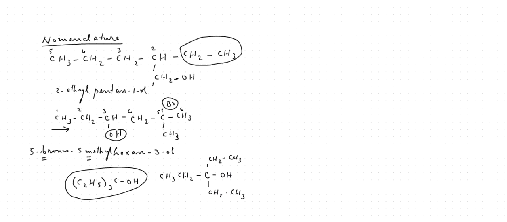Now, which is the longest chain? See, the OH group is found in between. So if you move from here 1, 2, 3, 4, 5, or 1, 2, 3, 4, 5, or 1, 2, 3, 4, 5, whatever may be the direction you go, you are getting 5 carbon atoms. Now, you have to take care that the carbon to which the OH group is attached is getting the least number. So 1, 2, 3, or 1, 2, 3. In all the directions, it is getting the third carbon.